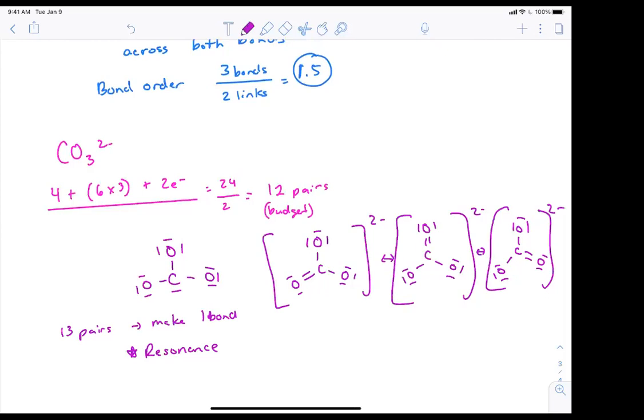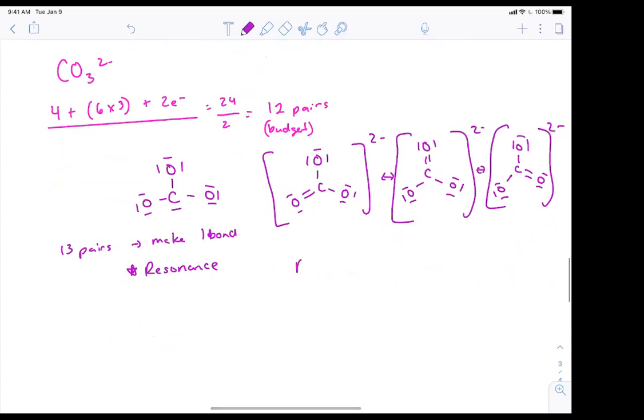Okay. Questions about that? Okay. So what's the bond order of this structure here of carbonate?